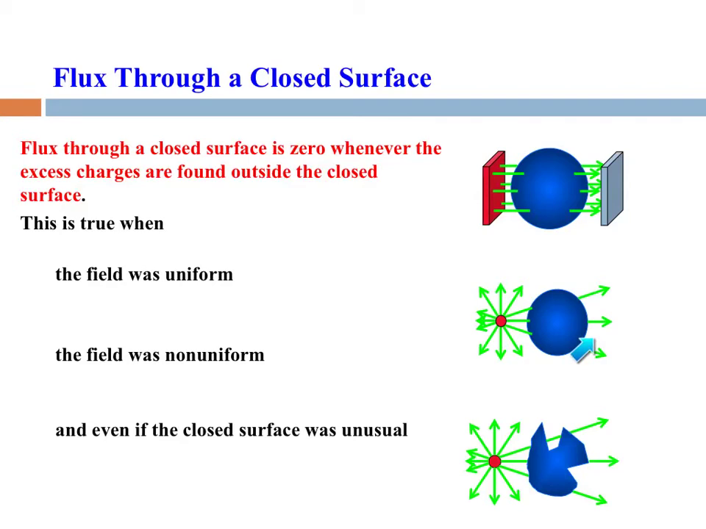And then in the last example, even if the closed surface was unusual, so even if we had a picture like this, where it's not a spherical surface at all, the same number of electric field lines that go in are the same number of electric field lines that come out. So our flux is still equal to zero.